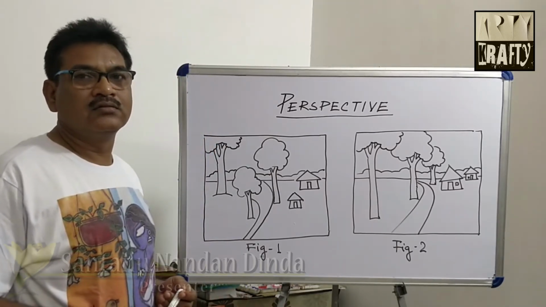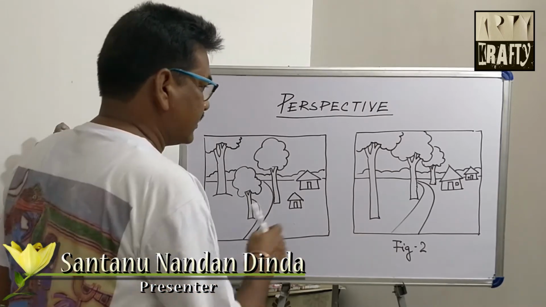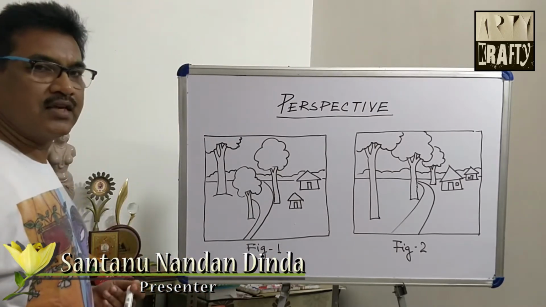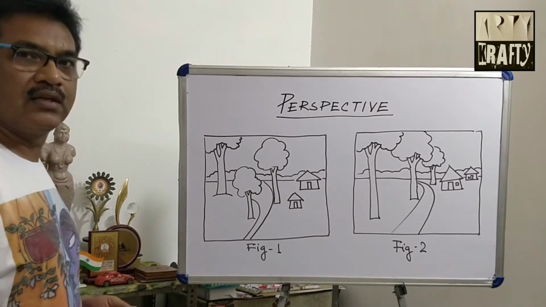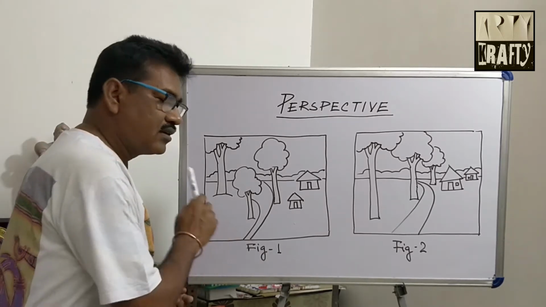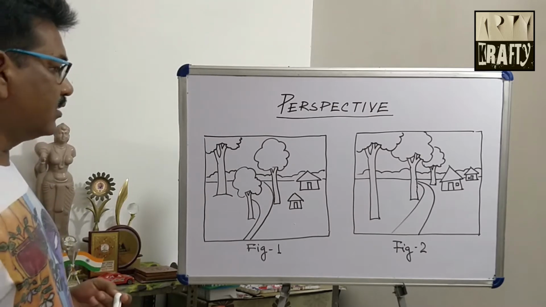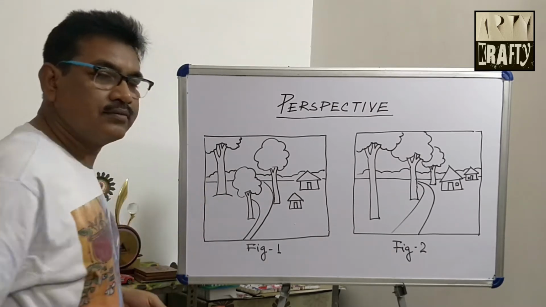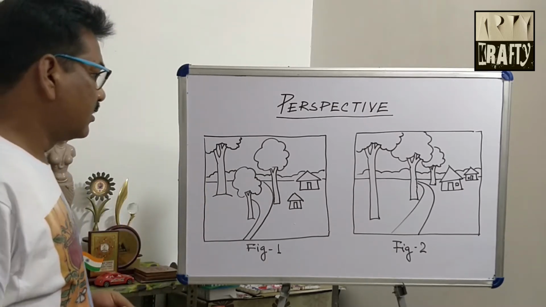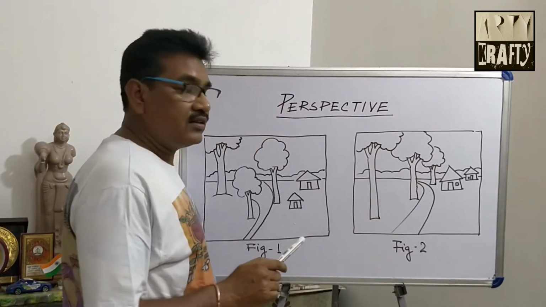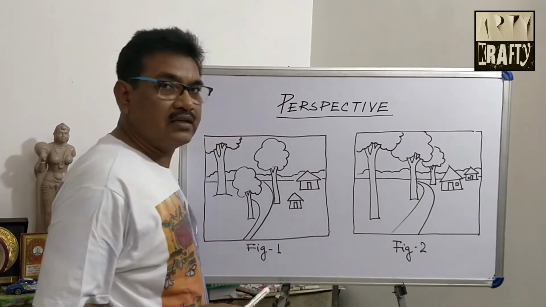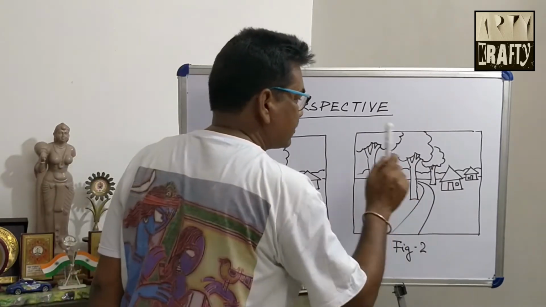This is Santanu. There are two figures, two landscapes. In figure 1, the nearer trees are drawn smaller than the distant trees. And in figure 2, the nearer trees are drawn bigger than the distant trees.